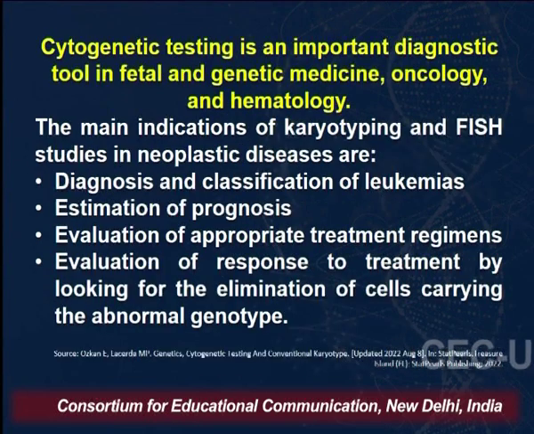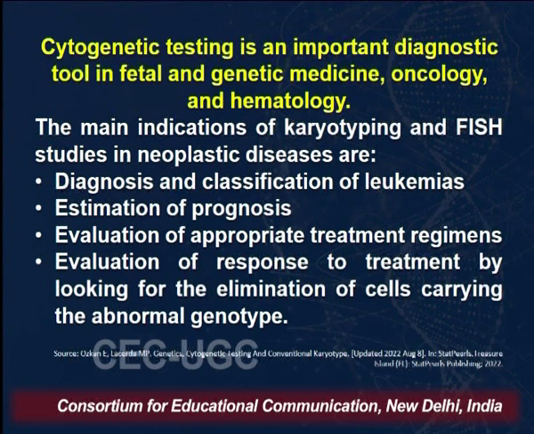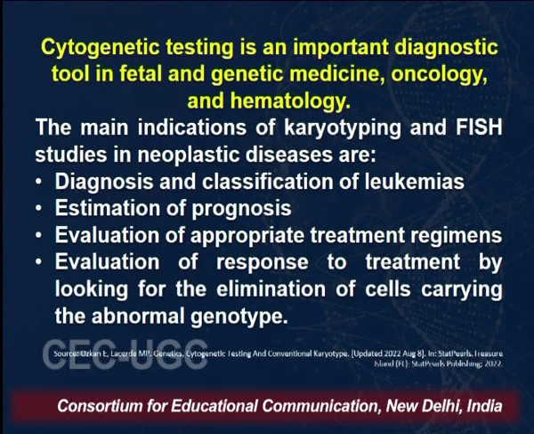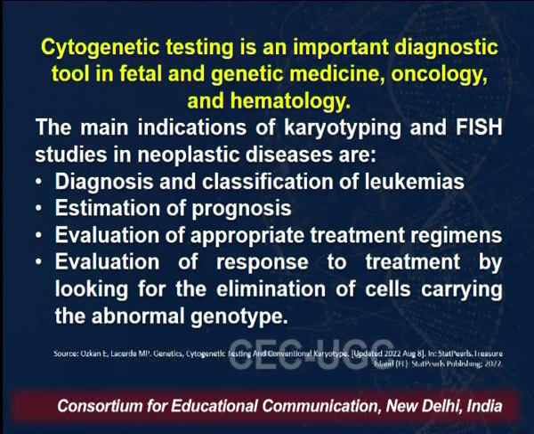Now, how exactly is karyotyping helping us nowadays? Karyotyping plays a very important role as a diagnostic tool for checking fetal and genetic conditions. It also plays a very important role nowadays in oncology and hematology. It helps doctors to diagnose and classify leukemias, to estimate the prognosis, the treatment regimes and the response to treatment with particular drugs or medicines.